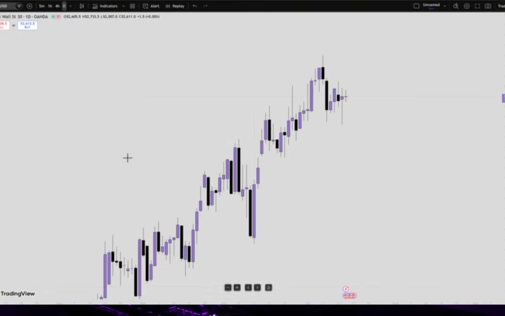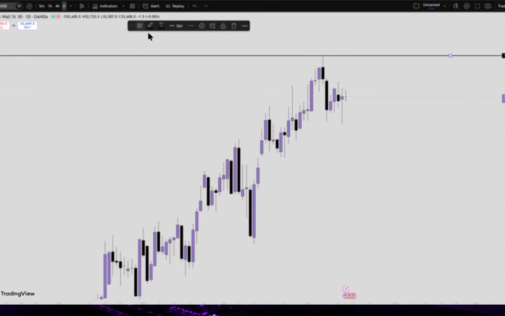The next thing we have to do is to mark our key levels. The first thing we have to do is to plot our daily resistance and our daily support. So here is going to be our daily resistance, and here is going to be our daily support, right there. So now, this is our daily support just like this.